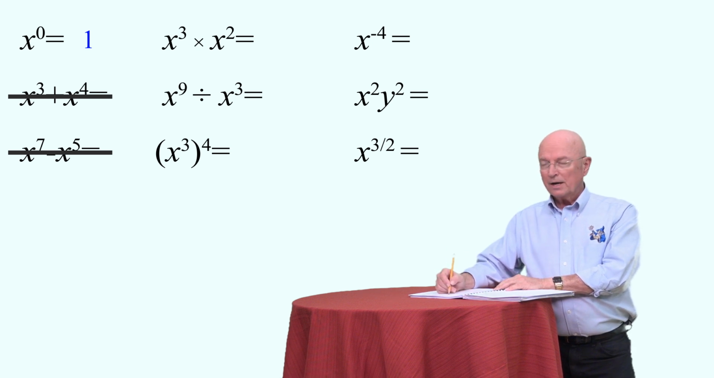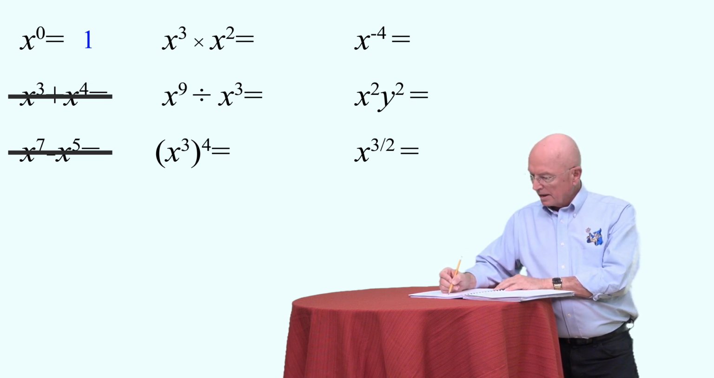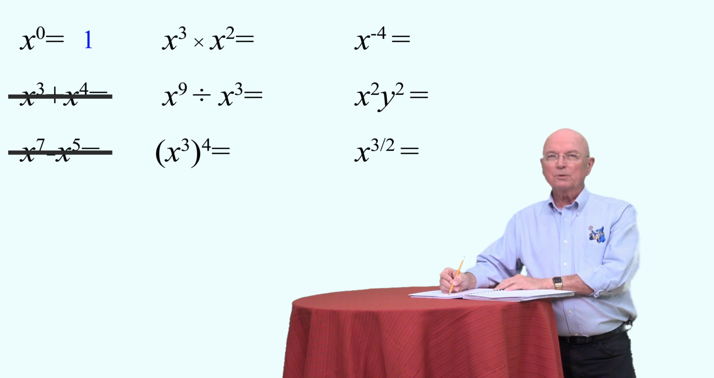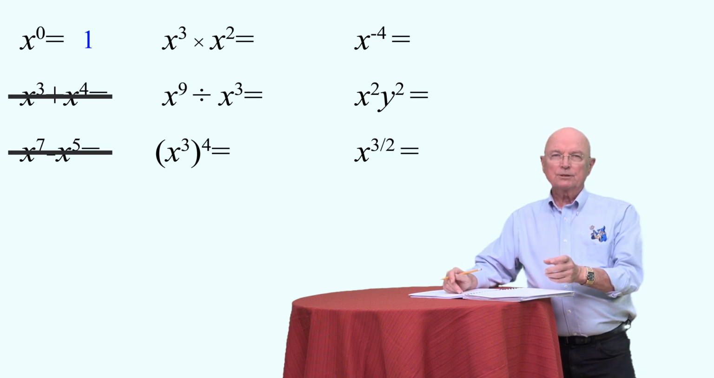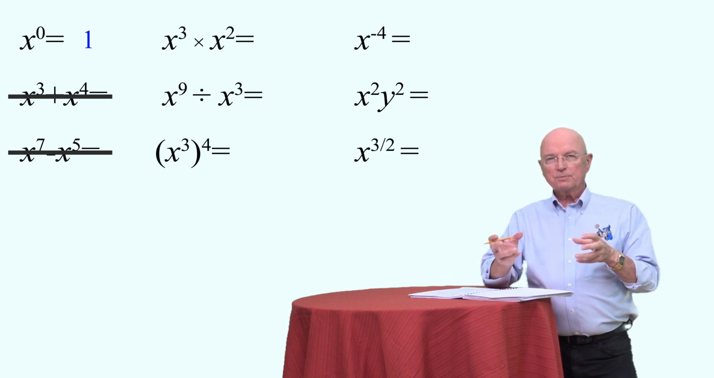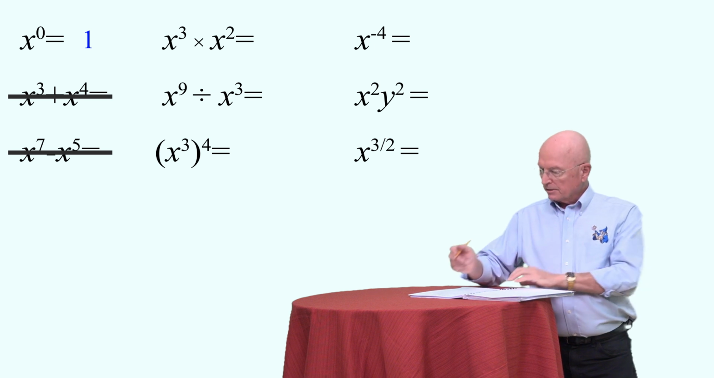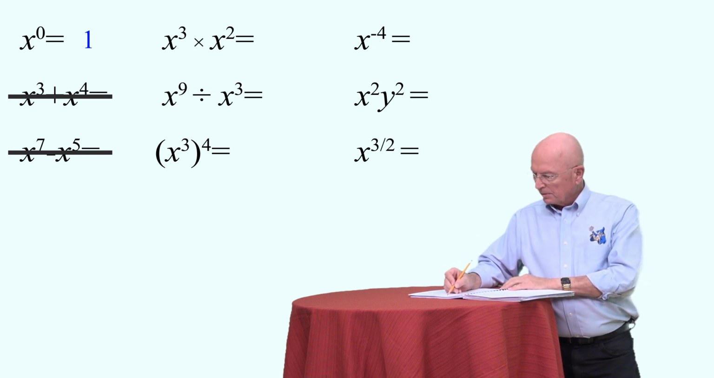But you can multiply them. Look at x cubed times x squared. Anytime you multiply bases that are the same and they have different exponents, you just add the exponents together. So 3 plus 2 is x to the 5th.